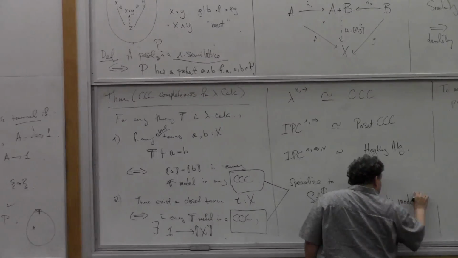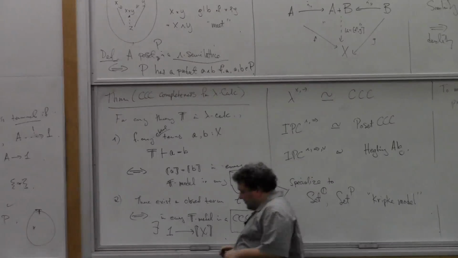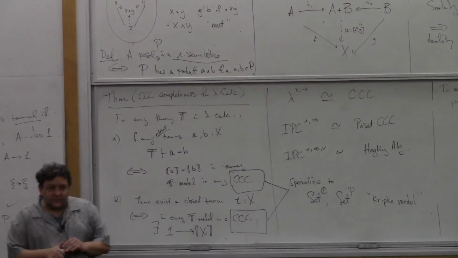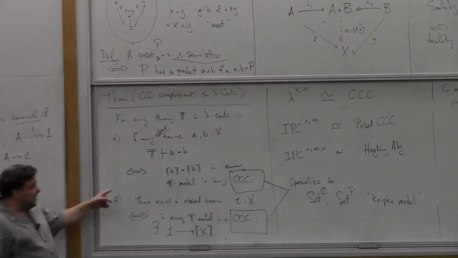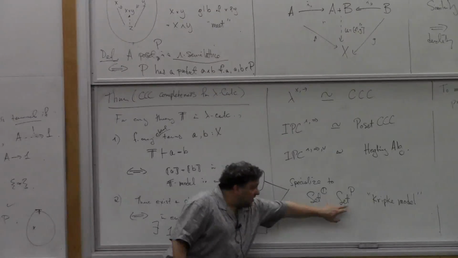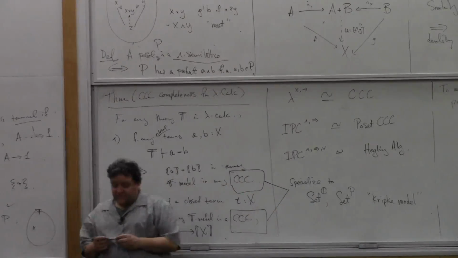So there's a Kripke completeness theorem for the simply typed lambda calculus, which follows from this result by a kind of specialization result about special Cartesian closed categories of this form.